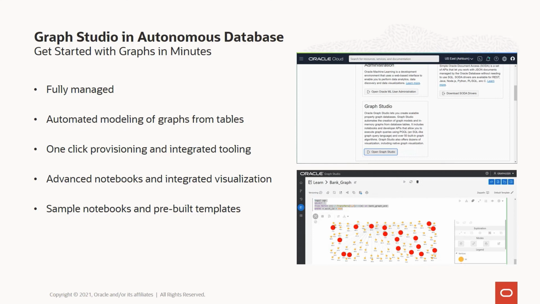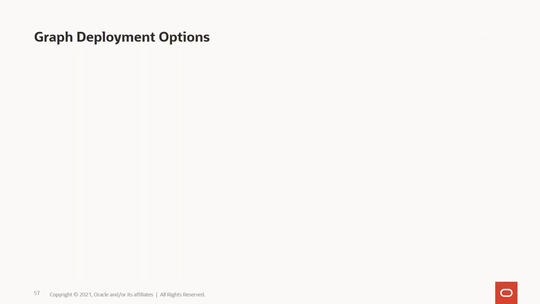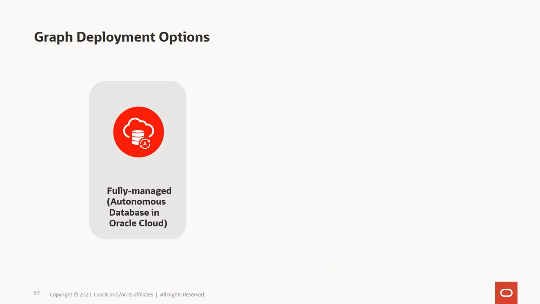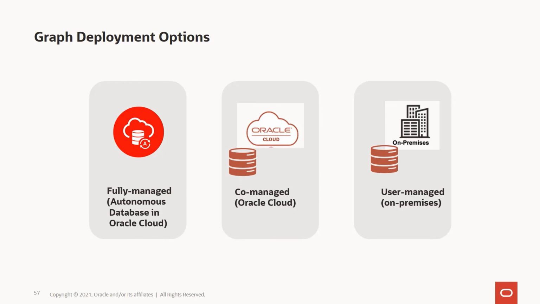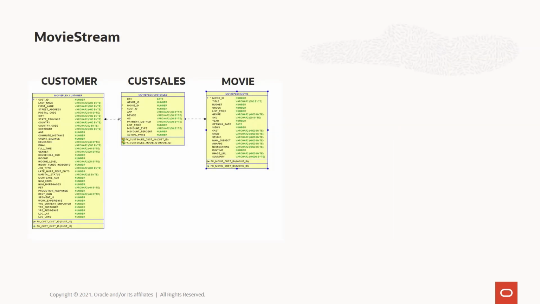So it's very, very easy to get started with using graphs when you use the Graph Studio feature in Autonomous Database. So that's what you'll be using in this workshop, the Graph Studio feature of Autonomous Database, but you also have graphs available in other deployment options. For example, if you have a user-managed database on premises, you can use the Oracle Graph feature there as well.